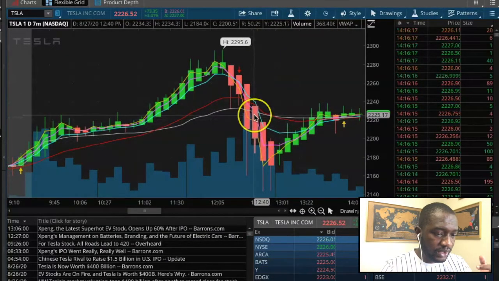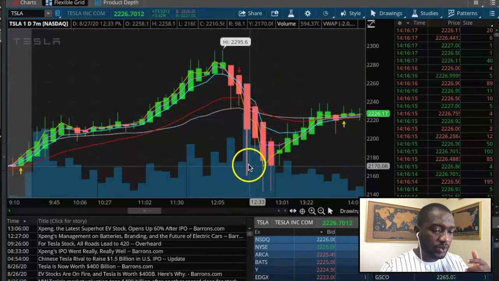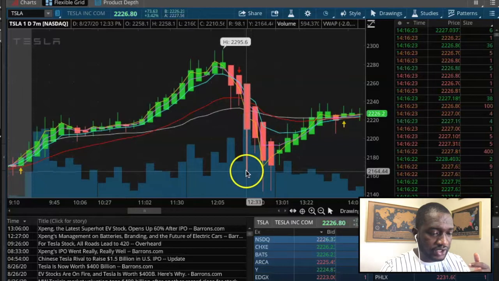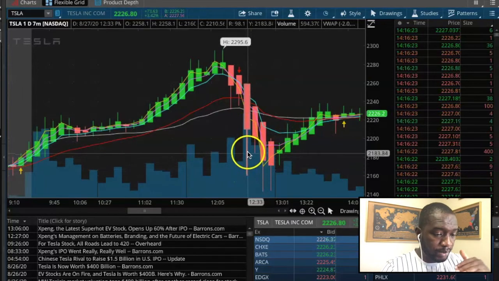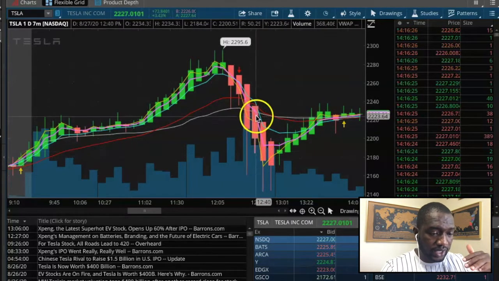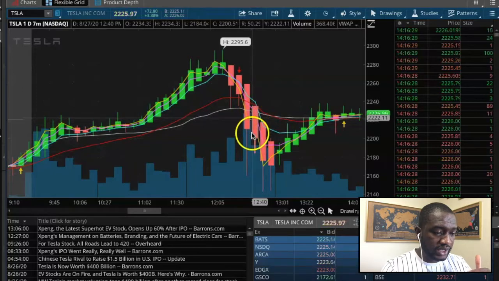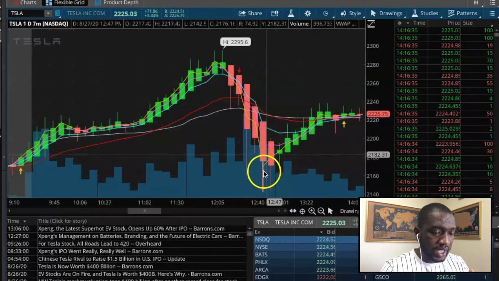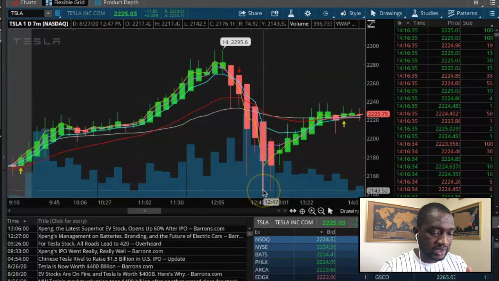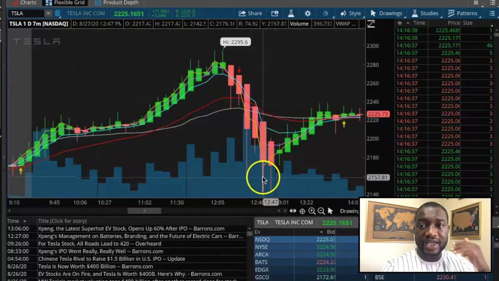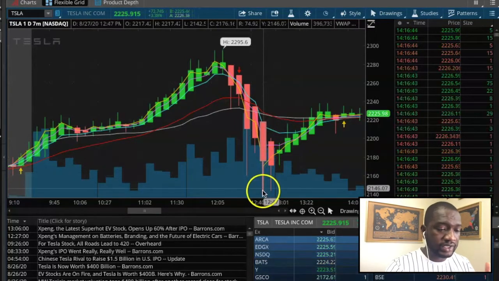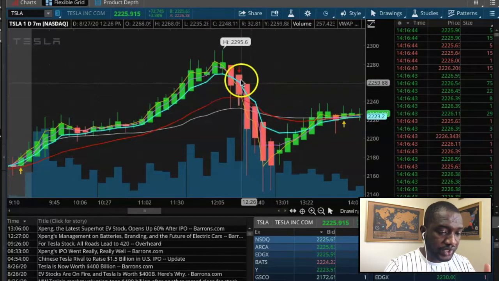So I bought that on this second wick because this first wick right here started becoming shorter, so I sold it, right? And when I saw this second wick right here, I decided to jump back into the trade, and I was able to take the second trade, which made me $500.